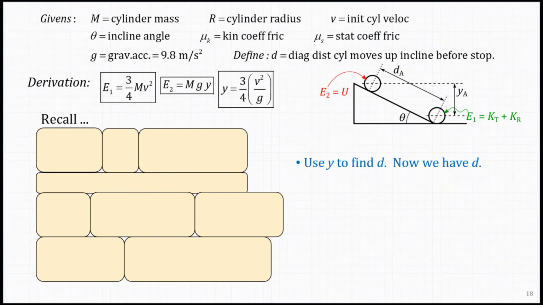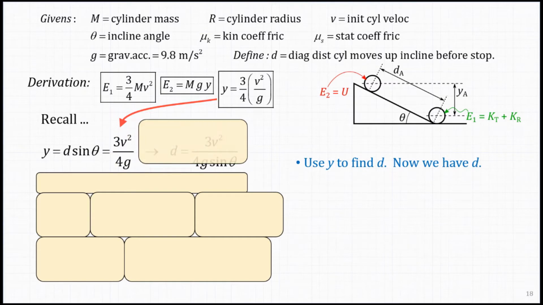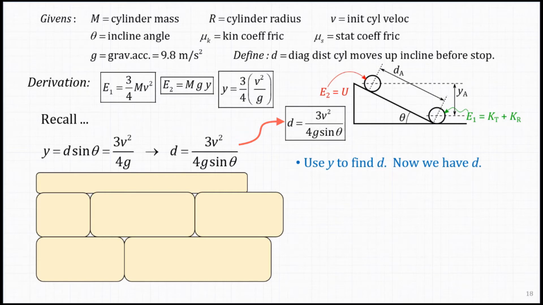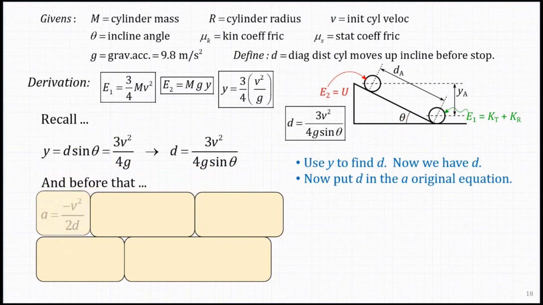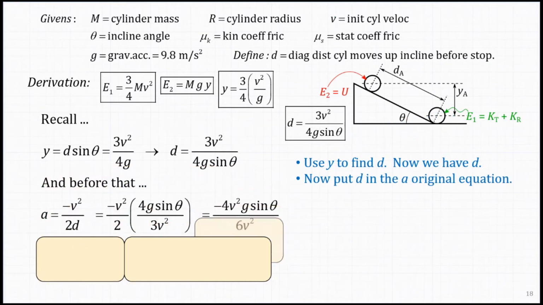Finally, we're going to use y to find d. We had this equation, but now I can set it equal to that one and use that to solve for d. This is the diagonal distance that we're traveling up the incline. And remember, all I needed was d for my equation. So put d back into the original acceleration equation.